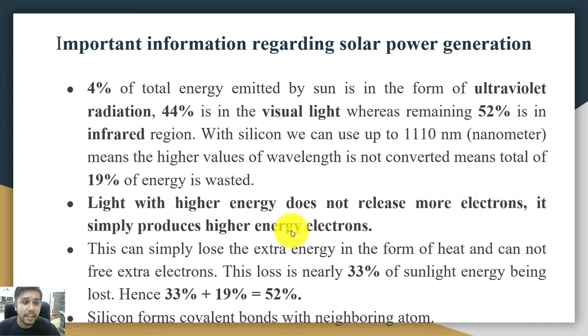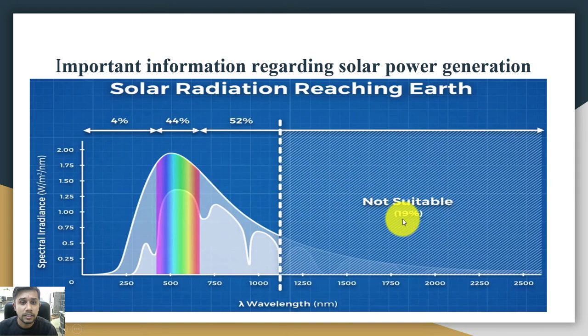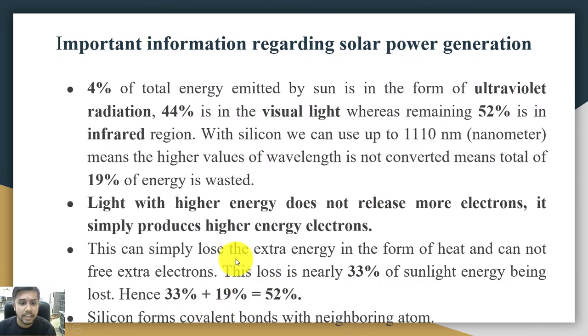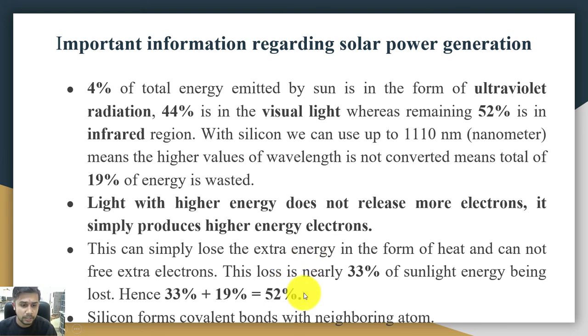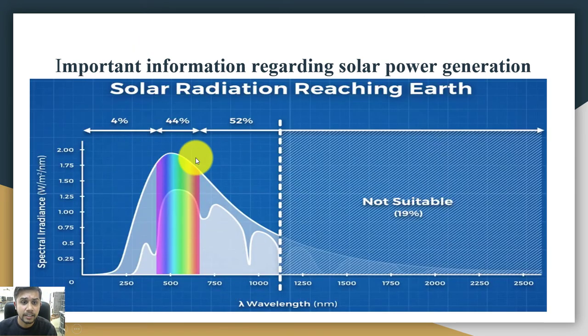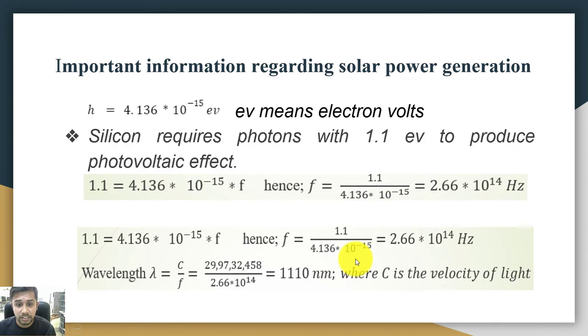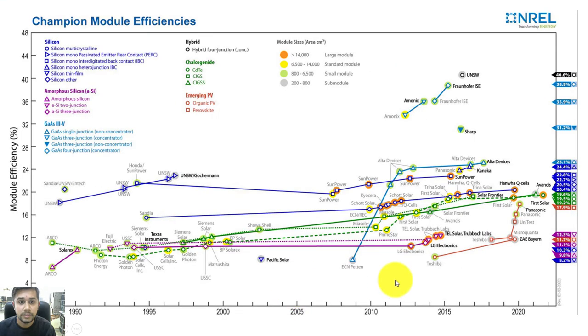It simply produces higher energy electrons. These simply lose the extra energy in the form of heat and cannot free extra electrons. This loss is nearly 33% of the sunlight energy. Hence, 33% plus this 19% means a total of 52% is wasted. Silicon forms covalent bonds with neighboring atoms. So with the help of silicon, the efficiency we are getting is nearly 48%.